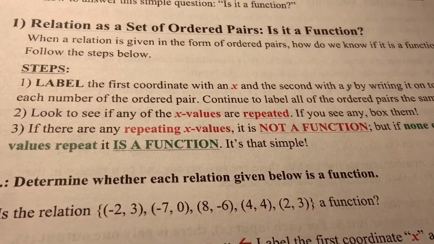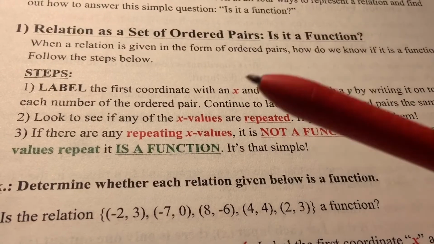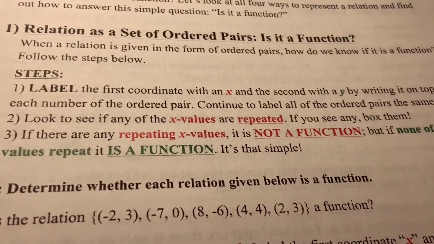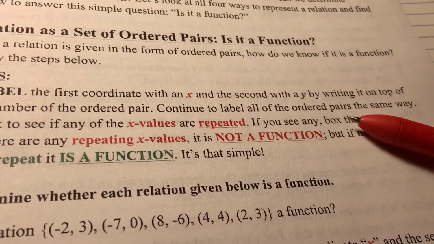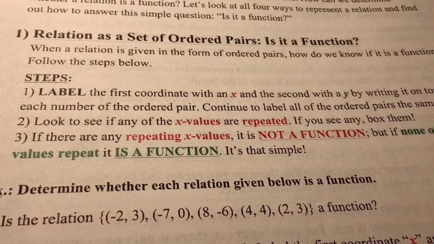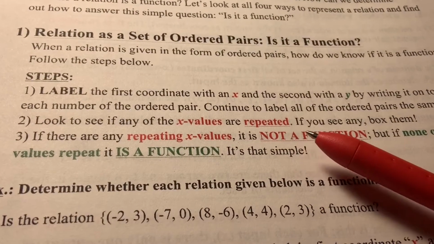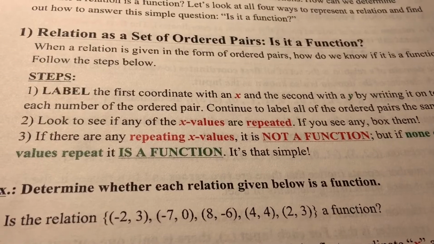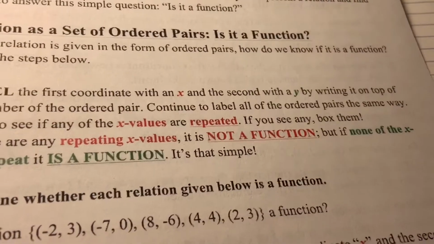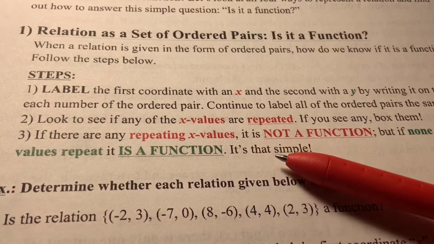Number 2, look to see if any of the X values are repeated. Remember we talked about that before, right? Do you see the X's repeating or not? If you see any, box them. If you see any repeating numbers, I want you to draw a box around them. Number 3, if there are any repeating X values, it is not a function. It's that simple. But if none of the X values repeat, it is a function, and that's it. It's that simple, guys.